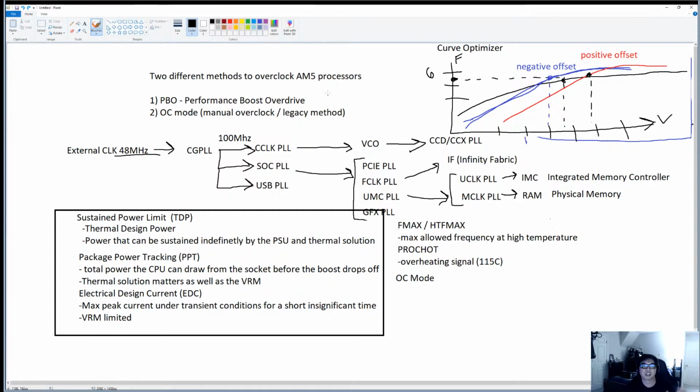OC mode is really going to be for people who are trying to go for world records, people that are probably going to be doing LN2. It's a legacy method at best, and you're really not going to do a whole lot with it if you want the benefits of the power efficiency.